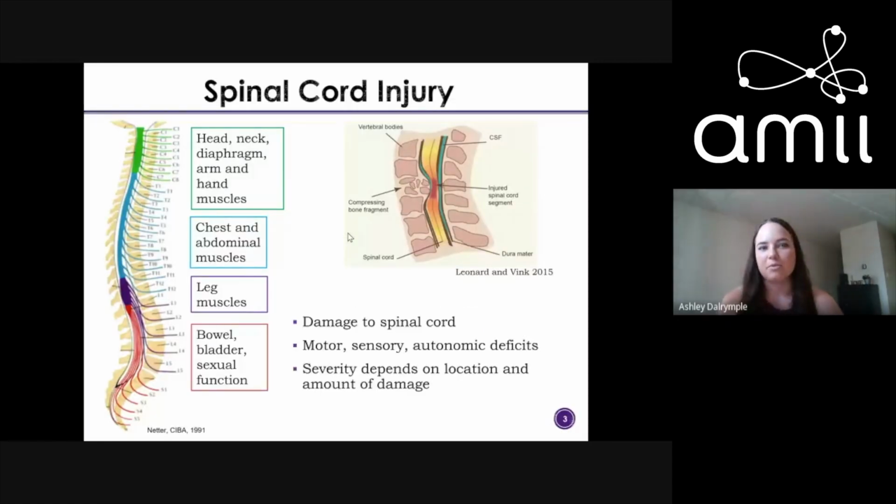But first, I'll just give a brief overview of spinal cord injury. Spinal cord injury is where there's damage to the spinal cord and you end up with motor, sensory, or autonomic deficits, so paralysis. The severity of those deficits depends on the location and the amount of damage to the spinal cord. So for example, a spinal cord injury in your thoracic spinal cord would mean paralysis in your leg muscles, as well as bowel, bladder, and sexual dysfunction.